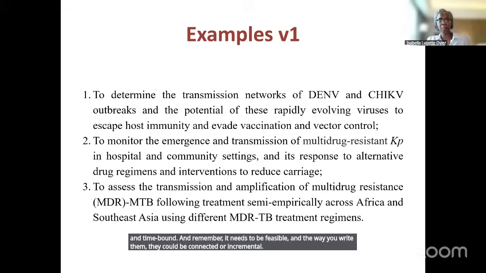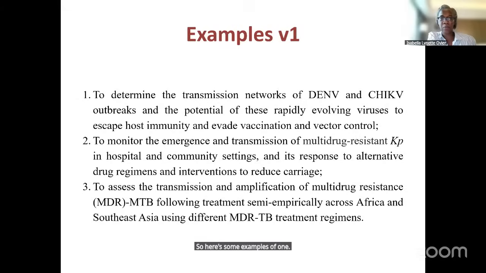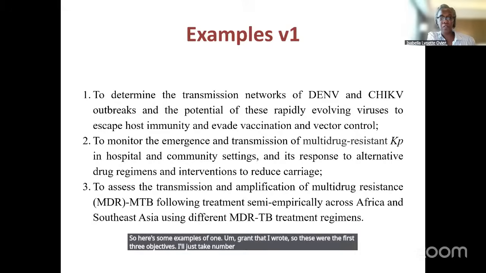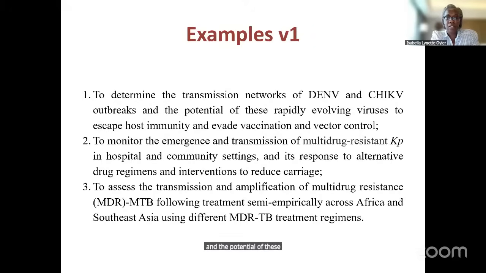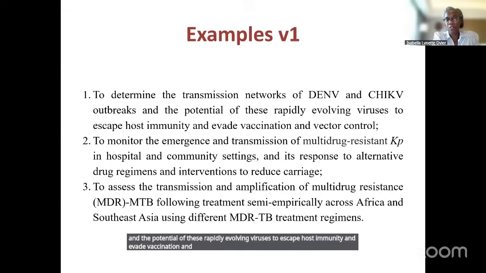So here's some examples of one grant that I wrote. So these were the first 3 objectives. I'll just take number 1 as example: to determine the transmission networks of dengue and chikungunya virus outbreaks and the potential of these rapidly evolving viruses to escape host immunity and evade vaccination and vector control. So that was the first version.